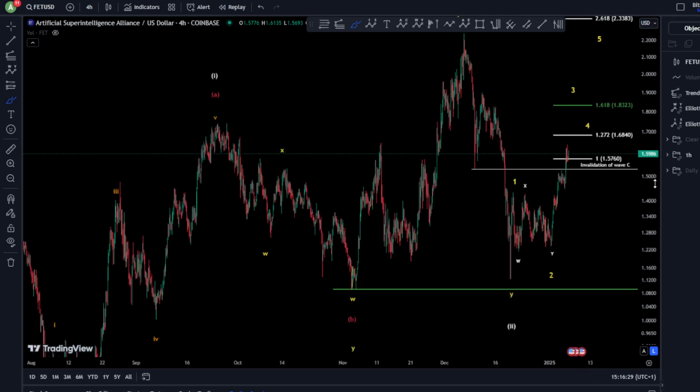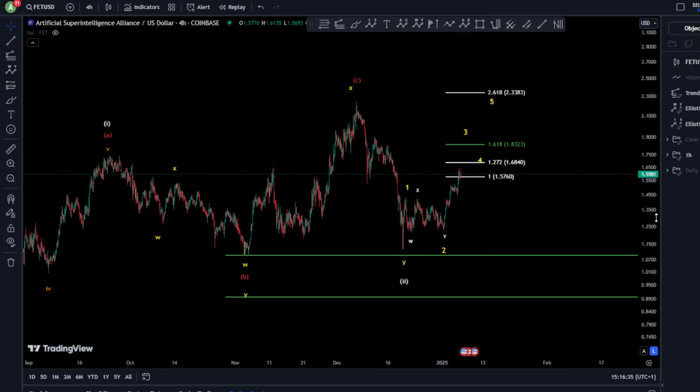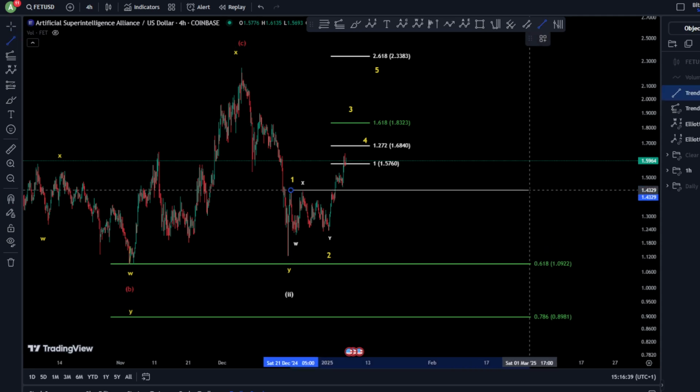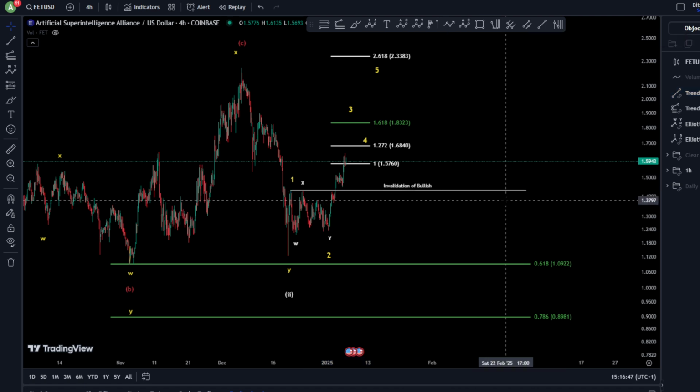Now, your bearish scenario, again, is invalidated. So this one has been invalidated, so let's remove it. Now, the next phase is invalidation. Here at this one, invalidation of a bullish. Yeah, let's keep it as bullish.